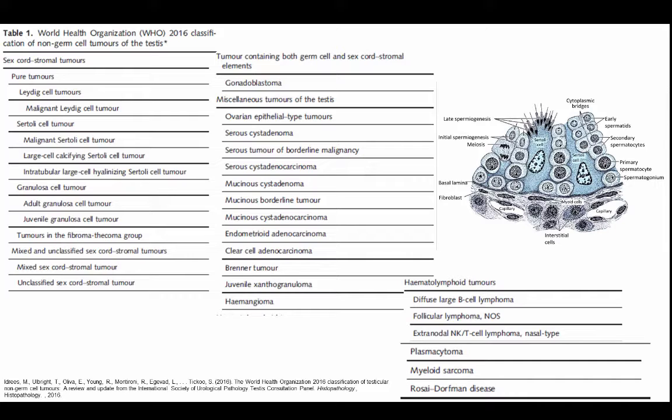Large cell calcifying Sertoli cell tumor is still considered a distinct entity because it usually arises in Carney complex and has a different pathogenesis. And similarly, intratubular large cell hyalinizing Sertoli cell tumor is also a distinct entity because it usually arises in Peutz-Jeghers syndrome. It has a different pathogenesis.